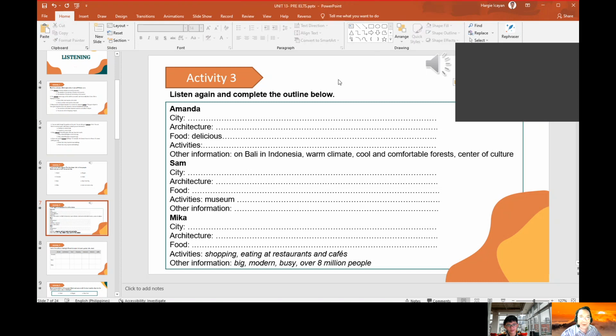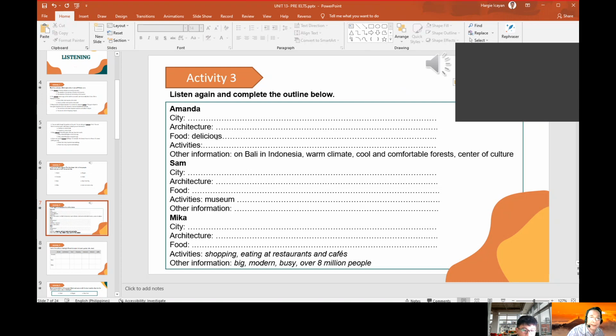Okay. So we're done already. So now, can we tell about the city that Amanda visited? So she visited Ubud. Okay, she visited Ubud city. So the name of the city that she visited was Ubud city. What about architecture? She visits many old buildings. Yeah, it's many old buildings.